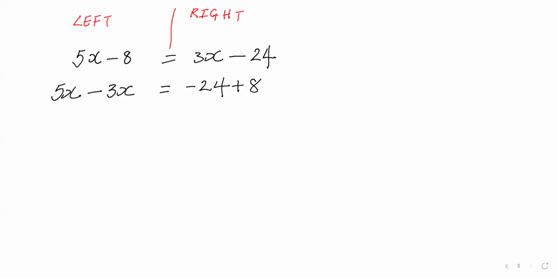Sir, excuse me, I kind of got lost. You lost? How come? All right, let's do it together. What is 5x minus 3x? 2x, sir. Right, so you write your 2x. What is negative 24 plus 8? That would be negative 16, sir. Right, and what are we doing from here? I think we divided, sir. Yeah, we're dividing by what? We divided by 2, sir, because the coefficient of x is 2, so we're dividing by 2.